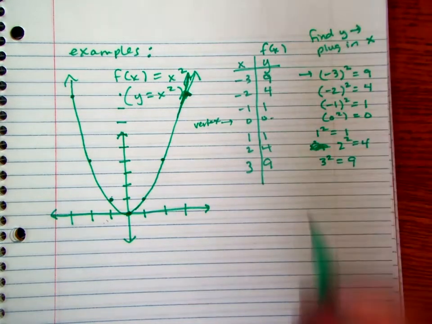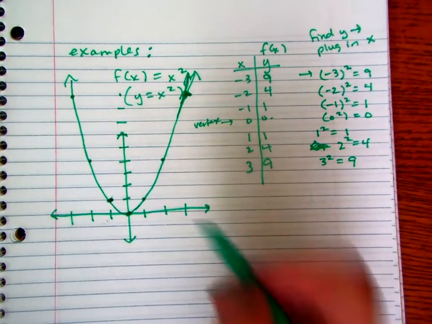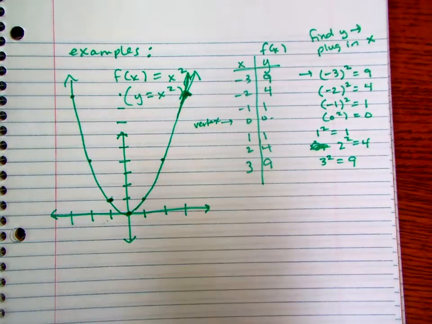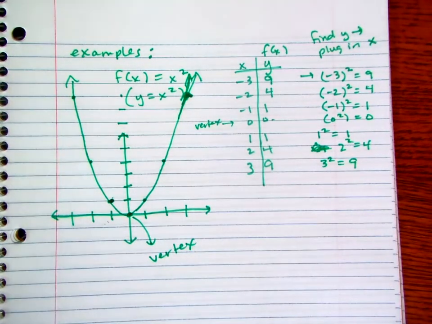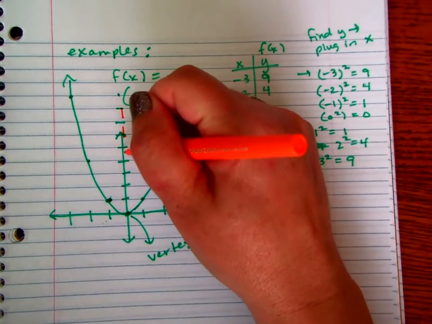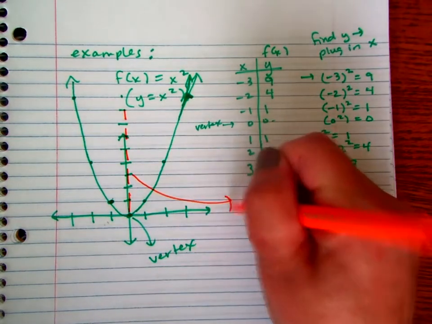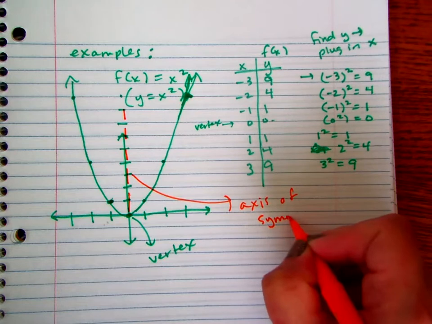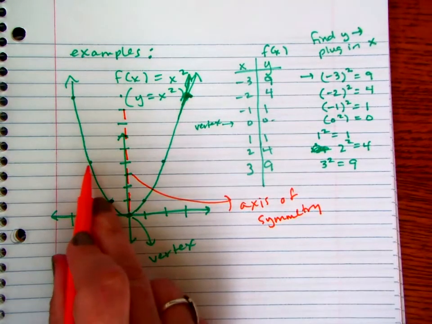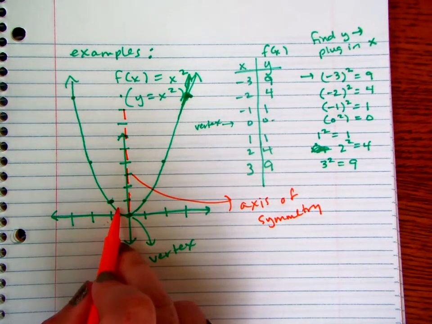All right, so this is that parabola. That graph is called a parabola. And you'll notice this is the vertex, and this imaginary line down the middle, often drawn as a dashed line, is what's called the axis of symmetry, because all of the spots on one side are mirror images on the other.